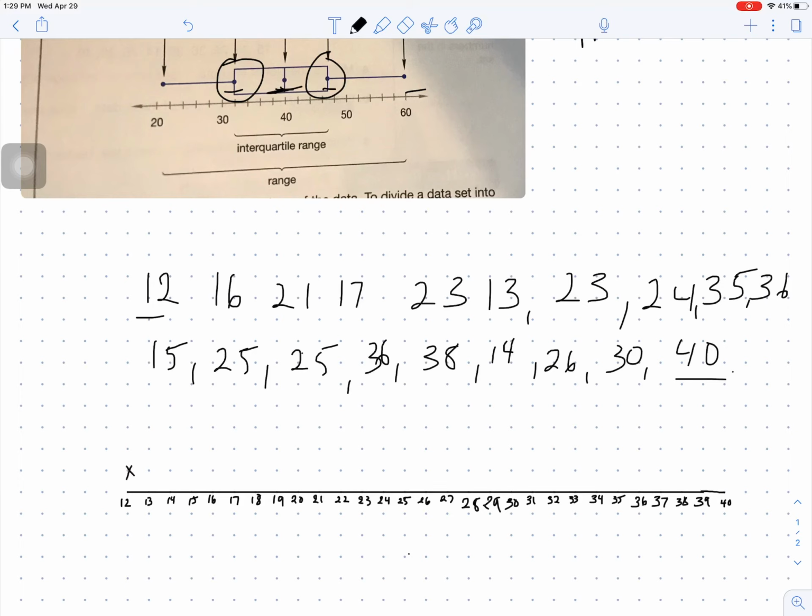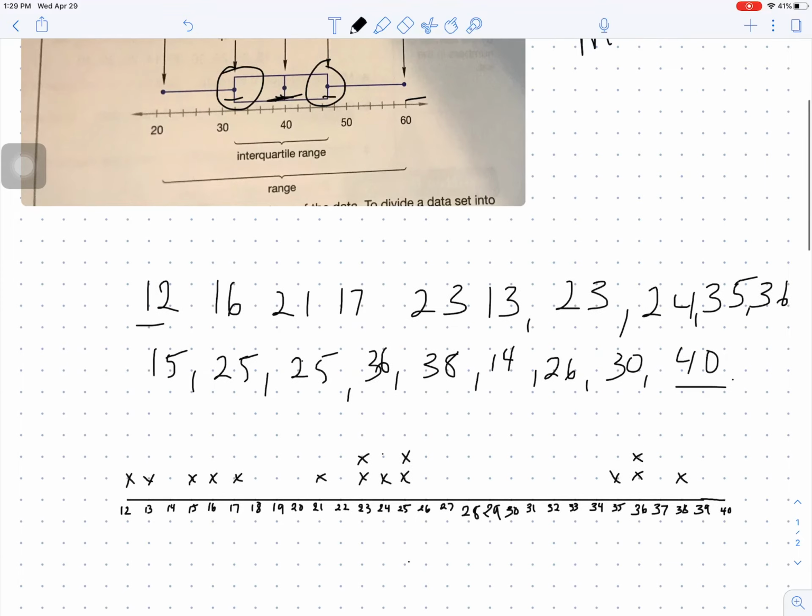If we look at 12, we've got one of those, and then the next one is 16. I'm just going to start plotting them down. 17. You can yell at me if I do something wrong. I won't find out till tomorrow. Another 23 there, 24, 35 and 36, 15, 25. That's the first one of those. Another 25. Then we have another 36, a 38.